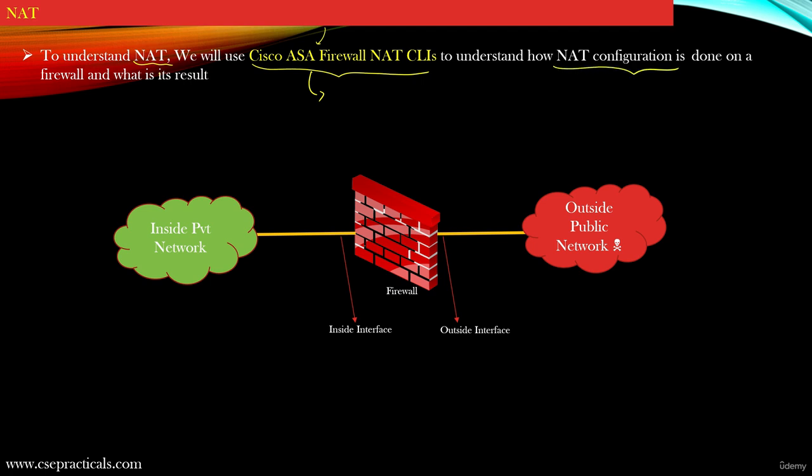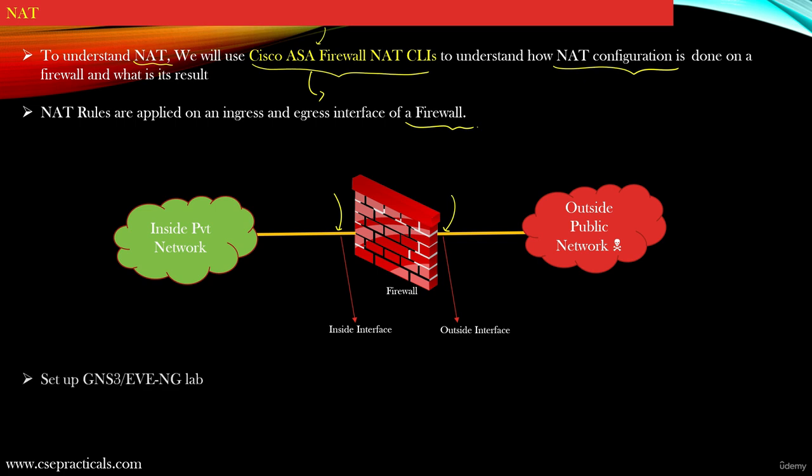Alright, and we will use the Cisco ASA firewall device to understand how network address translation is implemented and works. Alright. NAT rules are applied on the ingress and egress interface of a firewall device. So here you apply the network address translation rules. We will see how it is done in our lab. You are advised to set up a GNS3 or EVE-NG lab, and the image that we will use to implement network address translation is the Cisco ASA firewall. Alright. It is your responsibility to set up a lab, that is, install GNS3 on your local machine if you do not already have it, and be ready with the Cisco ASA firewall image.